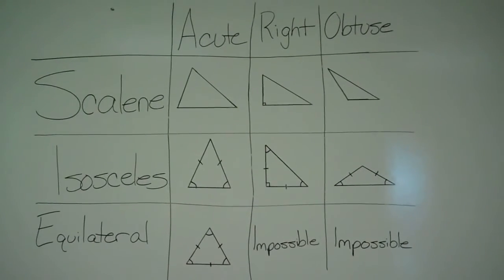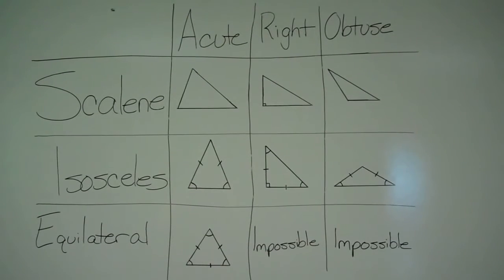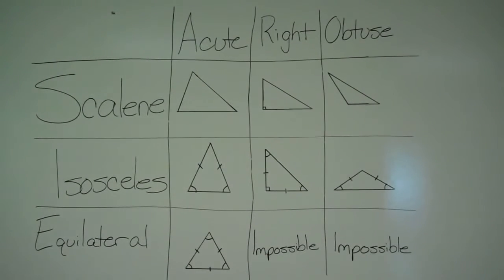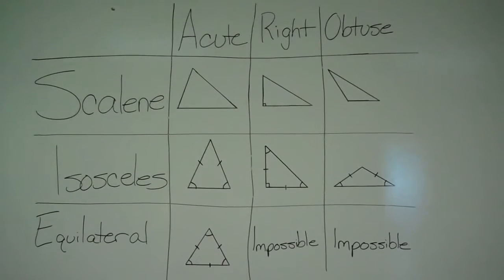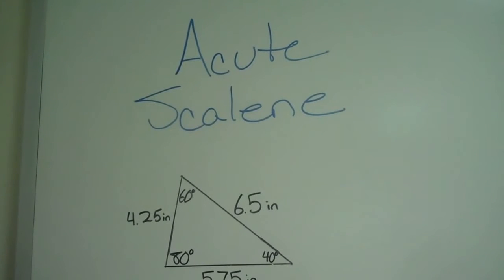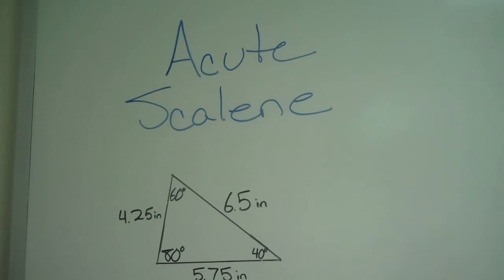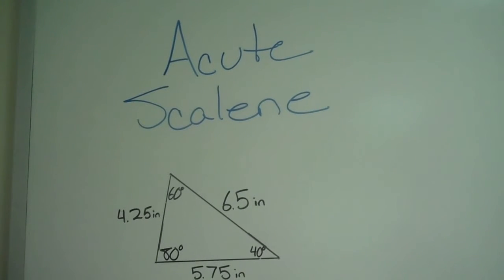Using this chart that we created in class, we can look at all the different types of acute and obtuse triangles. First, let us look at the acute triangles. We have prepared for you an example of an acute scalene, acute isosceles, and acute equilateral triangle. We will start with the acute scalene triangle.